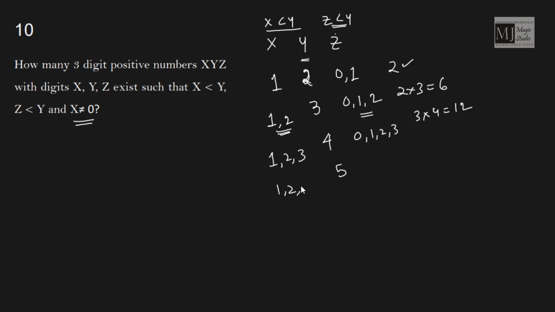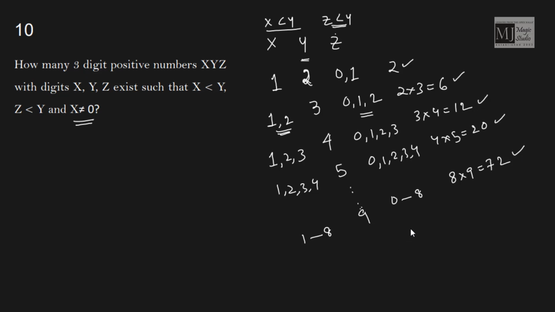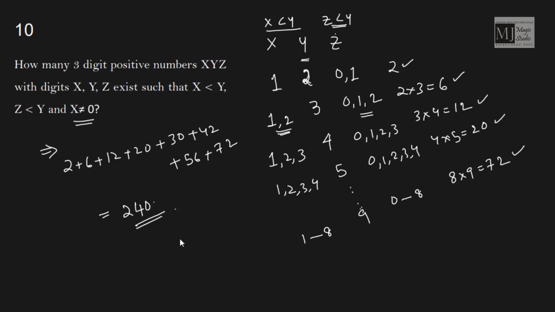Let me take one more. If I take Y equal to 5, I can have 1, 2, 3, 4 in place of X, and 0, 1, 2, 3, 4 in place of Z. So it should be 4 into 5, that is 20. Now the last digit which we can place at Y is 9. So we can have 1 to 8 in place of X, and we can have 0 to 8 in place of Z. So it should be 8 into 9, that is 72. If we look carefully, what we have got is triangular numbers, and we need to add up these. It is 240.